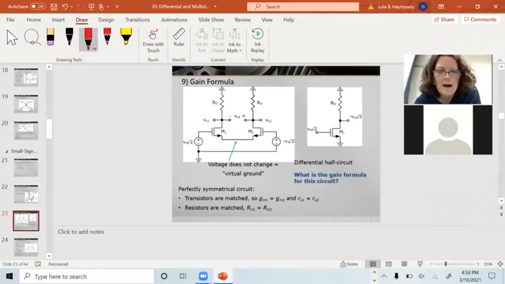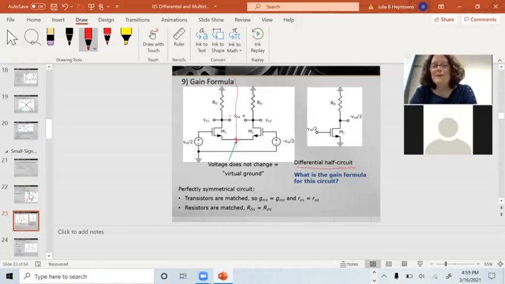My AC circuit has the differential signal on it. Since it's perfectly symmetrical, I can split this circuit in two and have what we call the differential half circuit. What is the gain formula for that? What kind of amplifier do I have on that differential half circuit with a virtual ground? Because the source voltage can't change and it's the same on both of them, we just call it an AC ground.